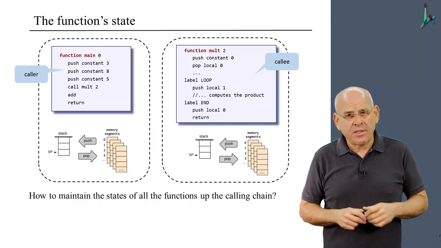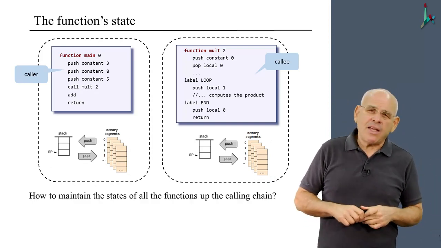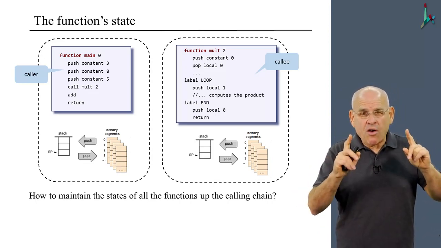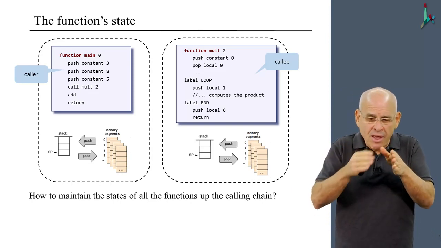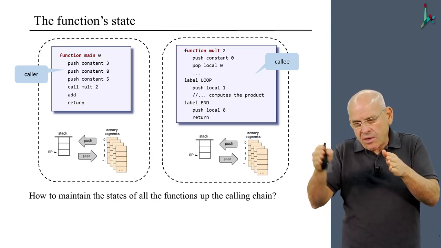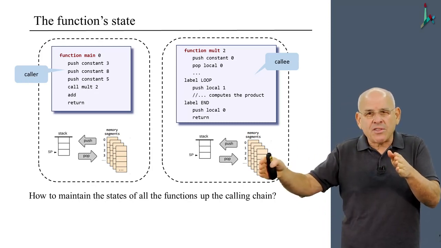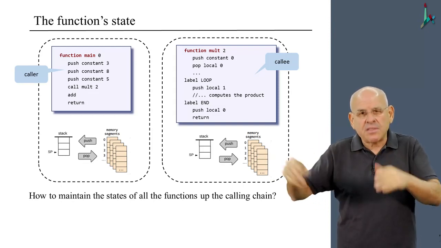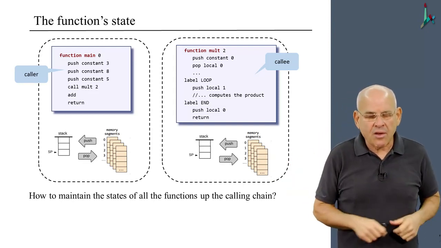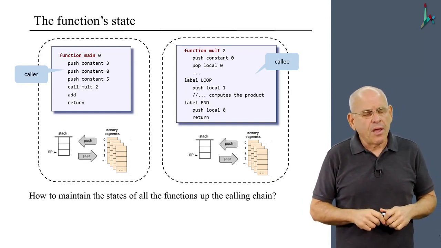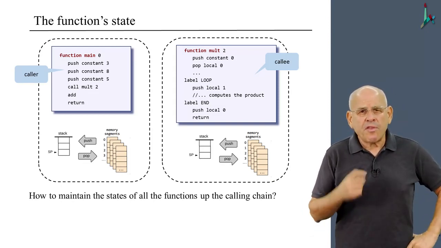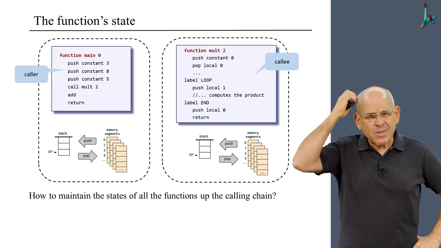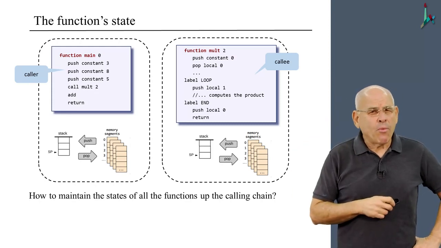So how should we do all this? How should we maintain the states of all the functions up the calling chain? Because remember, the calling chain is not just 2 functions. It can be this function calling this one, calling this one, calling that one, calling that. It may be several functions deep, and we have to repeat what you see on the slide here for every one of these couples of caller and callee. So what should we do? What do you think? What should we do to save all these states? Well, think about it, and then we make one observation.